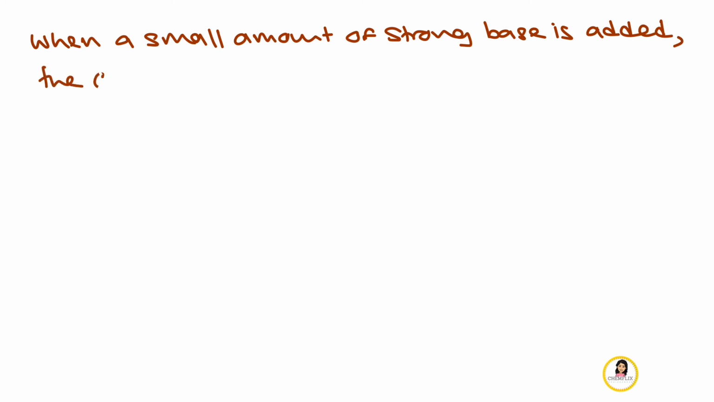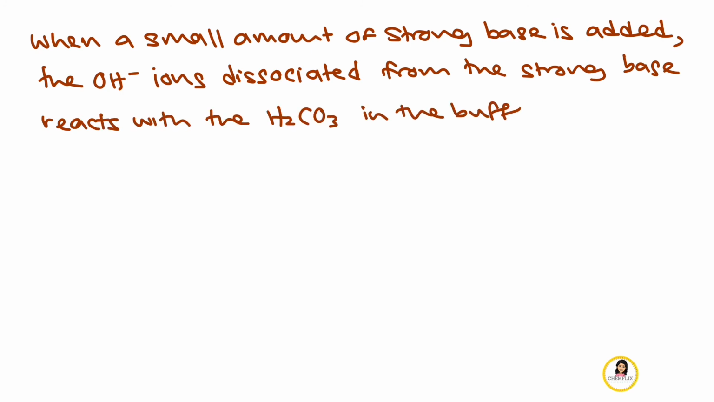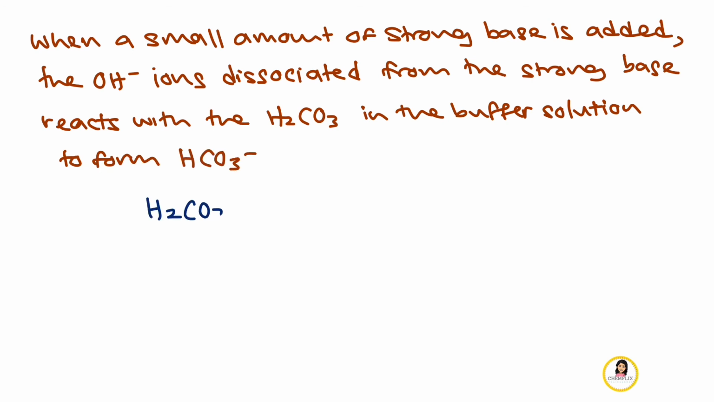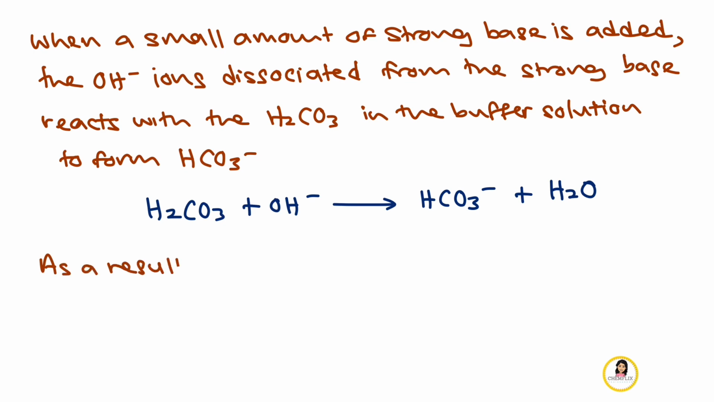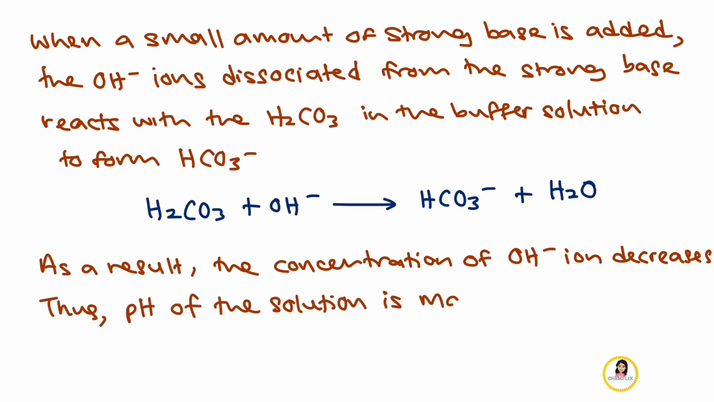Next, if a small amount of strong base is added to this buffer solution, hydroxide ions dissociated from the strong base react with the weak acid present. With the explanation, don't forget to include an equation showing OH- reacting with H2CO3 to produce HCO3- and water. As a result, the concentration of hydroxide ions decreases, thus pH of the buffer solution is maintained.